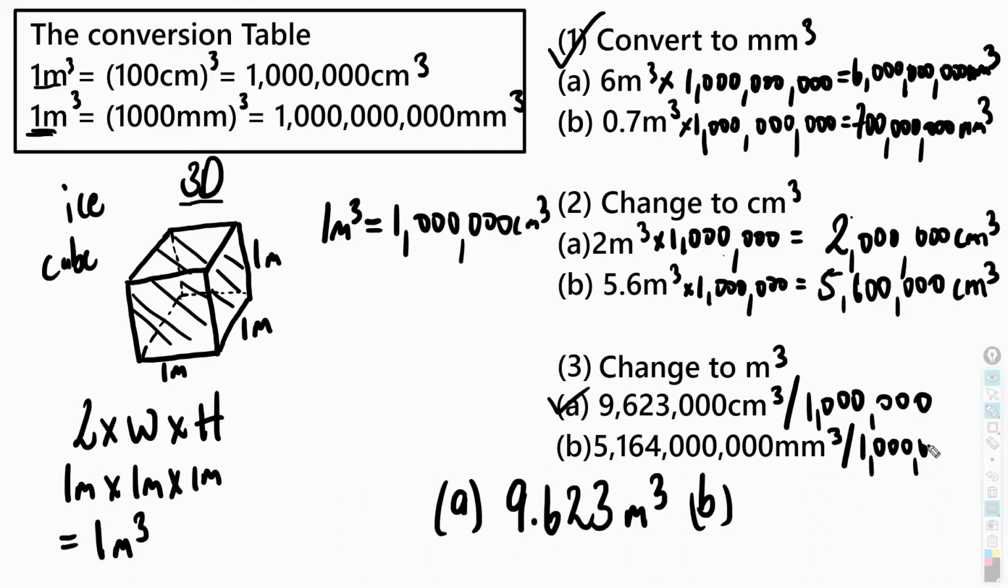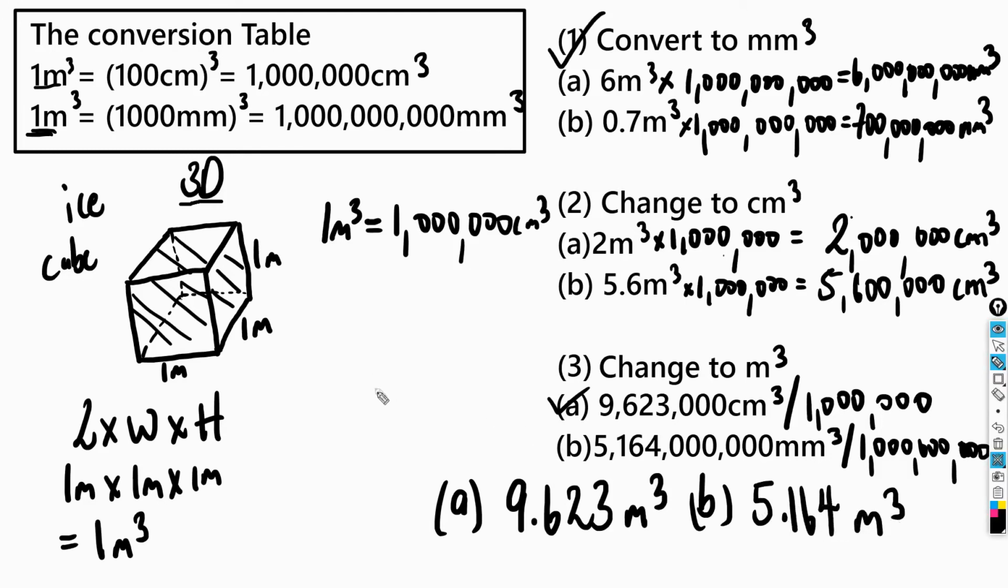0 0 0 0 0 0 and 0 0 0, right? There should be 9 zeros. Let me just move this up a bit. Right, there should be 9 zeros, guys. And when we divide this by a billion, we actually end up getting 5.164 meters cubed. All right, guys.